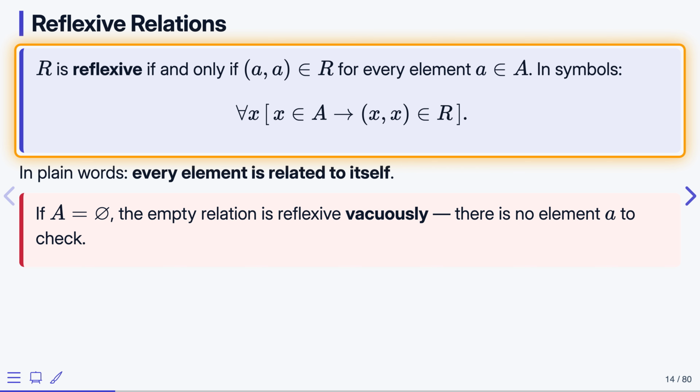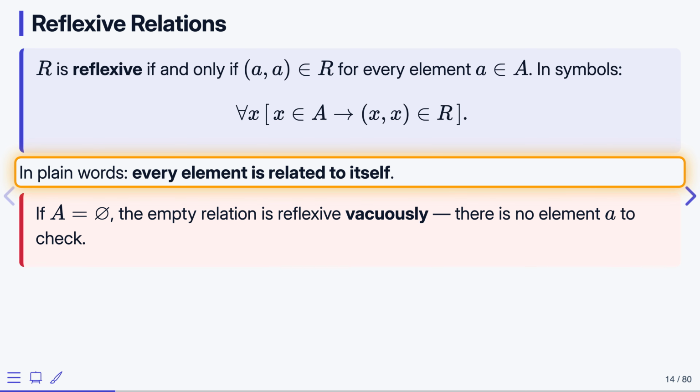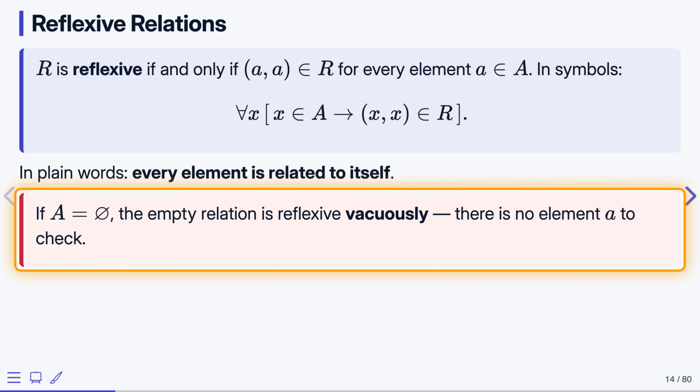Let's learn our first property. It is called reflexive. A relation R is reflexive when every element is related to itself. That means the pair a, a is in R for every element a in the set A. So the test is easy. Walk through the elements one by one. Ask, is this element related to itself? If even one element fails, the relation is not reflexive. One special case. If the set A is empty, then the empty relation is reflexive. There is no element to check, so it passes for free. We call that vacuously true.